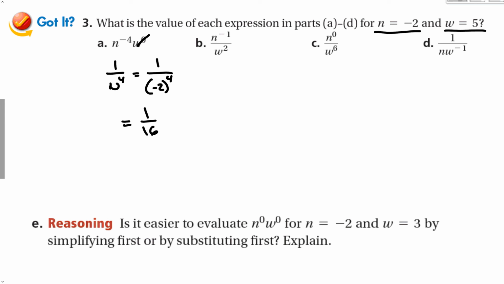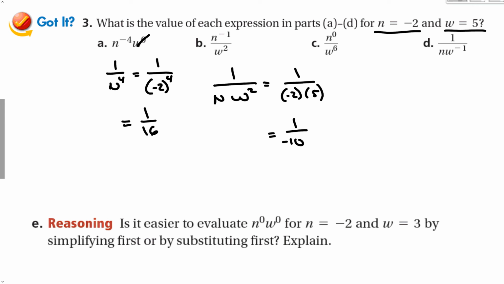Okay, let's try B. First step, move the negative exponent term to the bottom of the fraction, so that it leaves me nothing on the top. So I just put a 1, and we have n to the positive first power, so I can just leave it as n, w squared. So that's 1 over negative 2 times 5. So my answer becomes 1 over negative 10.